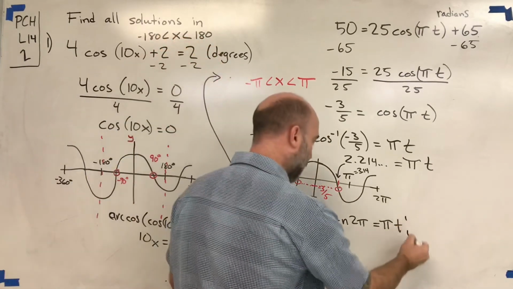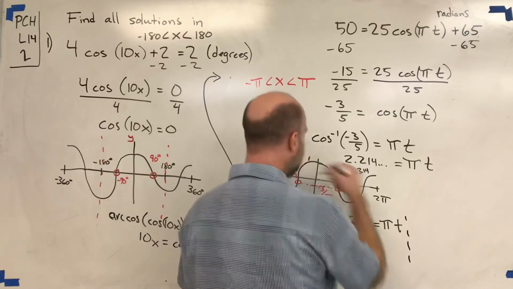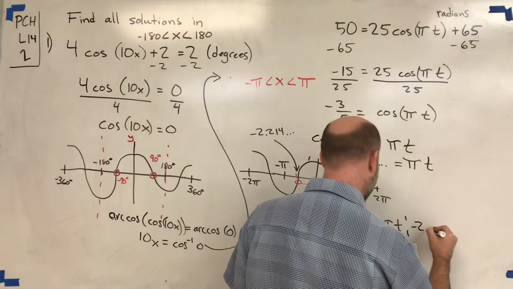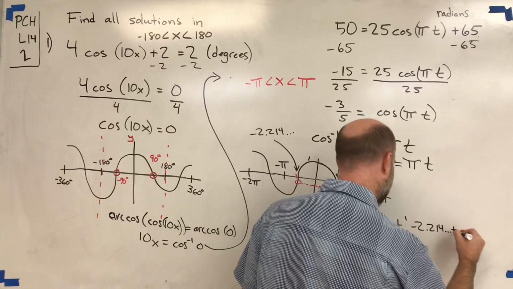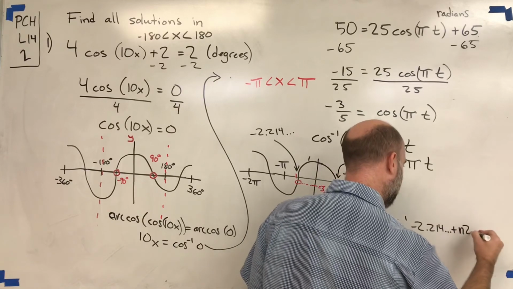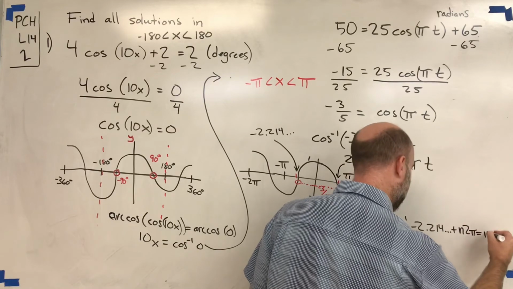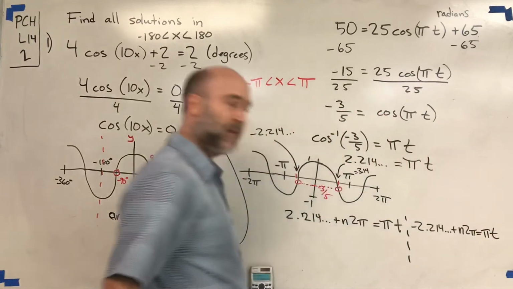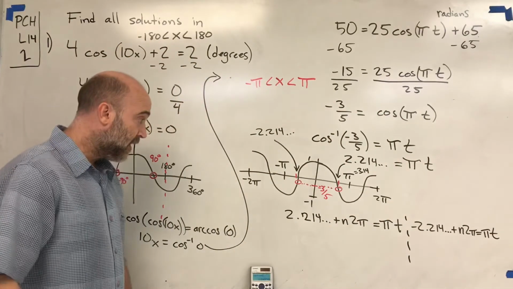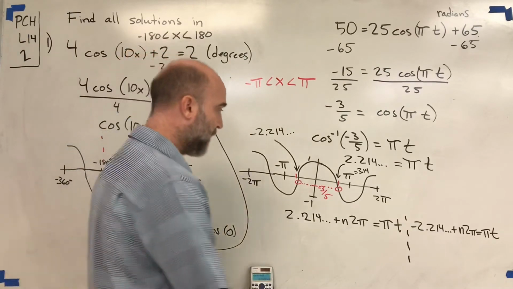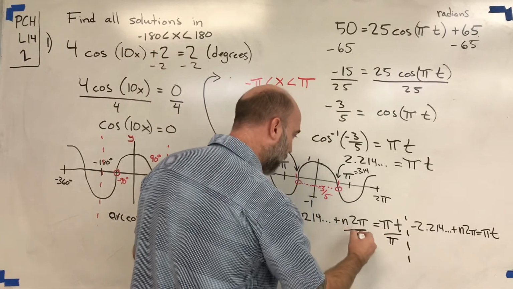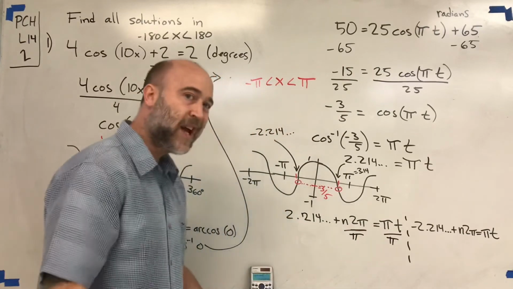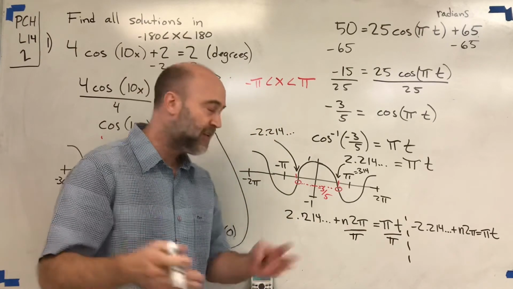I don't know if I'll have enough room, I'll try. The other one is negative 2.214 dot dot dot plus n 2 pi is equal to pi times t. Okay, and we solve for t, so divide by pi. Every term gets divided by pi. What you do to one side, you do to the other side.